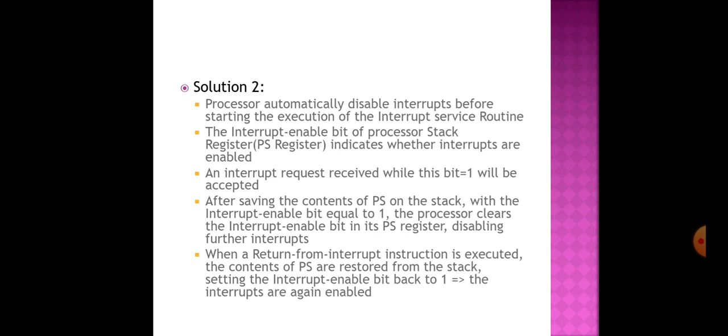After completion of the interrupt service routine, the previous status of the PS register must be reloaded, and in that PS register, the interrupt enable bit is set to 1, indicating that the processor is able to accept interrupts. This is the second solution.